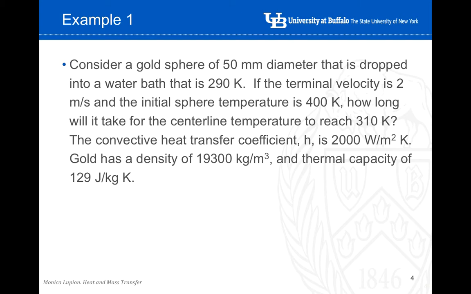Consider a gold sphere of 15 millimeters diameter that is dropped into a water bath that is 290 Kelvin. If the thermal velocity is 2 meters per second and the initial sphere temperature is 400 Kelvin, how long will it take for the centerline temperature to reach 310 Kelvin? The convective heat transfer coefficient h is 2000 watts per square meter per Kelvin. Gold has a density of 19,300 kilograms per cubic meter and a thermal capacity of 129 joules per kilogram per Kelvin.